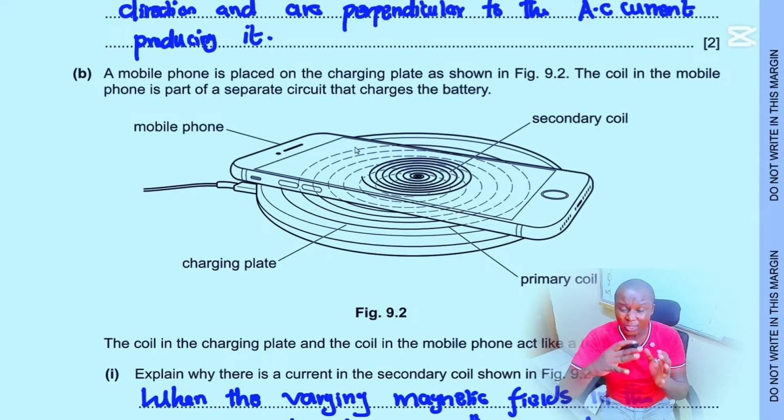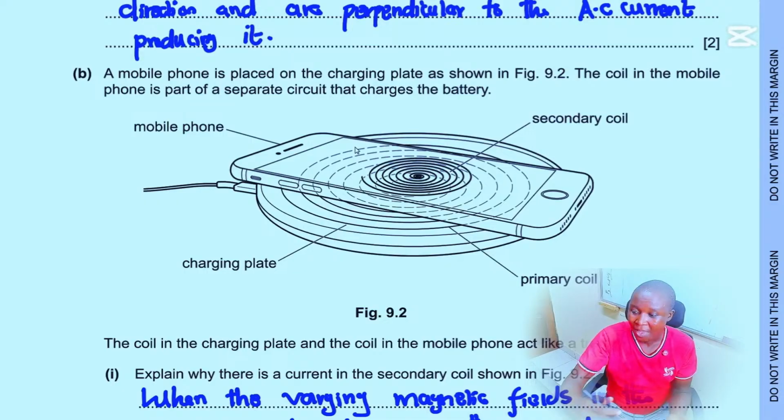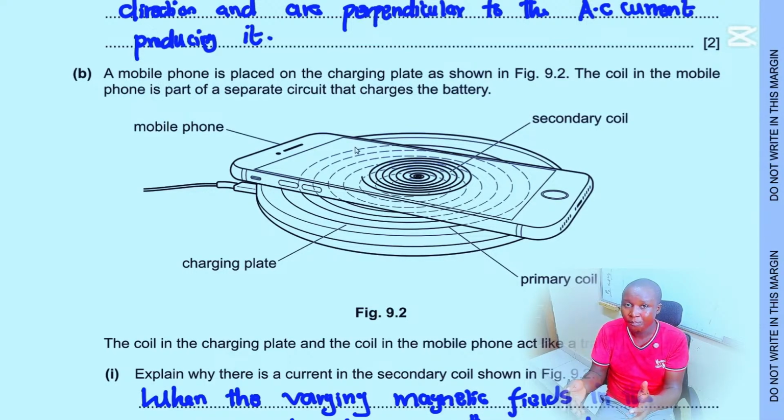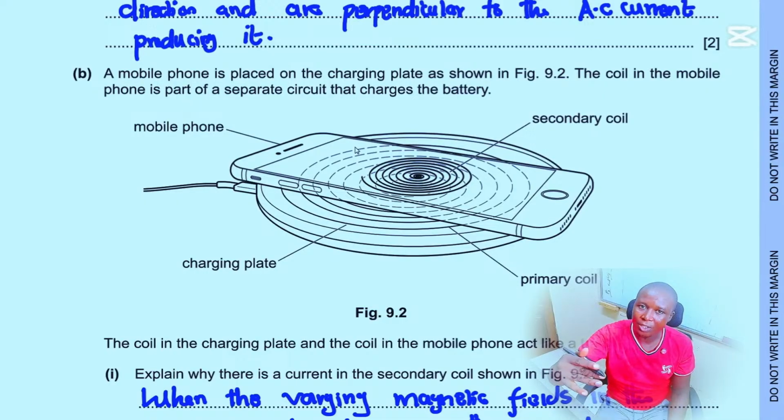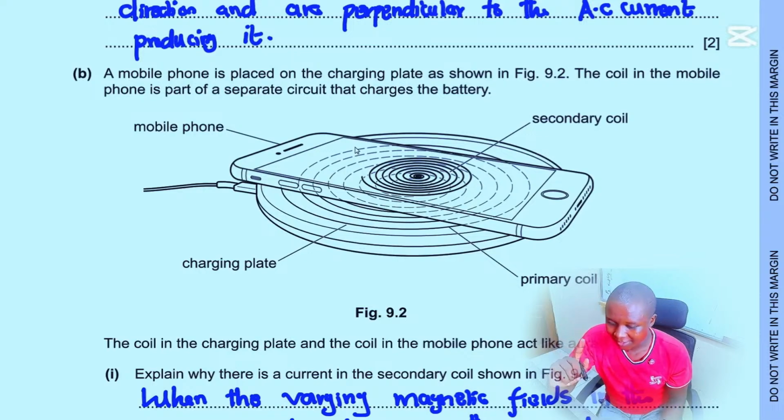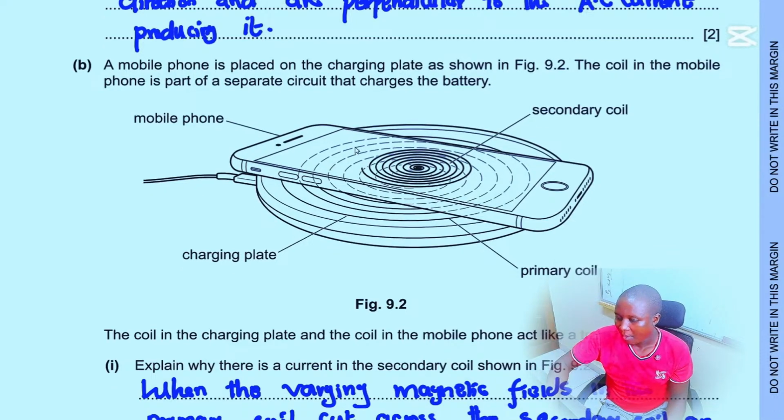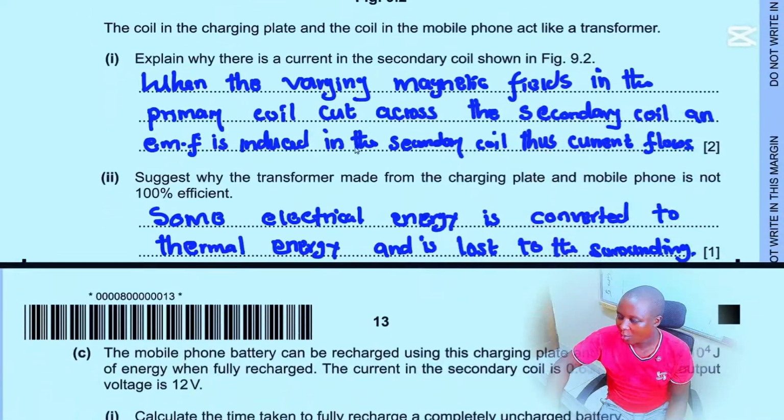Something that you need to remember at this particular point is these two coils are not connected at all. They are not connected. But when a current flows through the primary coil, it will create magnetic fields which are constantly changing size and direction. So these created magnetic fields will cut through the secondary coil and an EMF will be induced inside that coil. That is it, and that is what we are supposed to state.